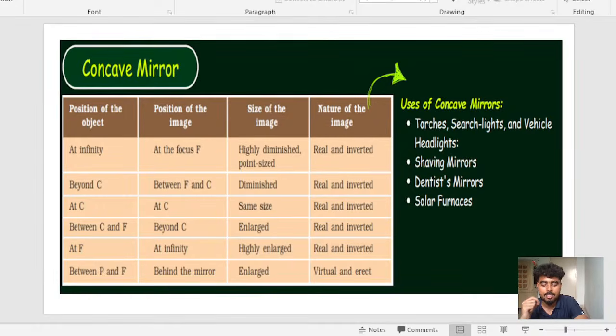Now listen here carefully. We are moving to the uses of concave mirror. What are the uses of concave mirror? Torch, searchlights, vehicle headlights. Why are we using these things as a concave mirror? See how the vehicle headlights look. If we remove the structure, this bowl-like structure represents the concave mirror. So torchlight, searchlight, and vehicle headlights are great examples. Shaving mirror, dentist mirror, solar furnaces. These are the things for which we use concave mirrors.